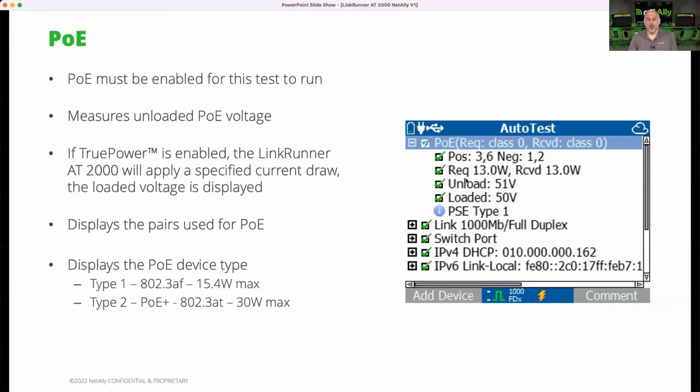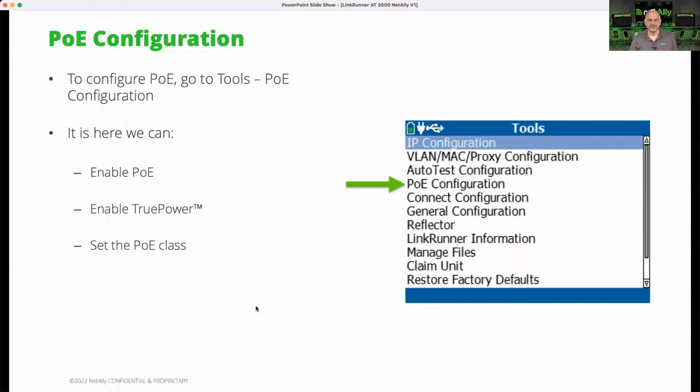We requested 13 watts, we got 13 watts. Our unloaded voltage, and this is our voltage before we applied the 13 watt load, was 51 volts. After we applied the load, it was 50. So this can be a good indicator if we have cable that is substandard, copper cladded aluminum. We may see our voltage drop so low that it's not going to support being able to connect at that current. Okay? So we're going to be able to see what type of device it is, whether it's a type 1 that supports up to 15 watts or a type 2 that supports up to 30 watts.